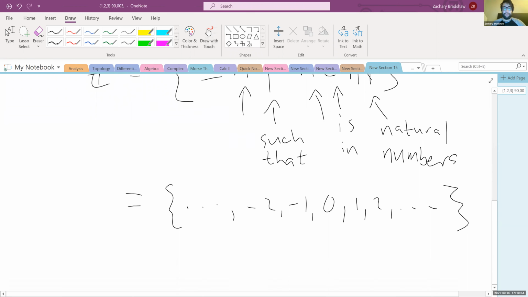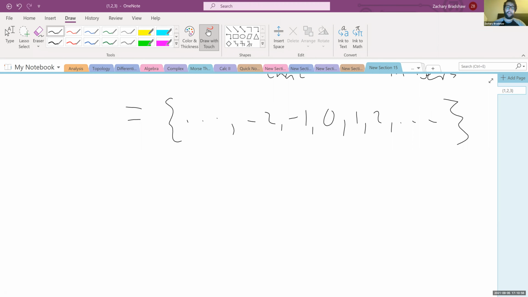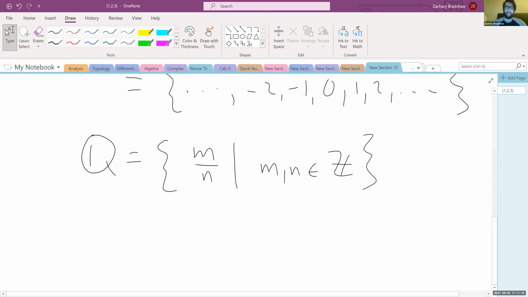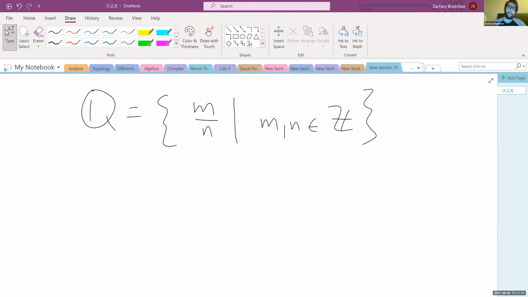Okay, so from there you can build the rational numbers. The rational numbers are all the numbers of the form m over n, such that m and n are both integers. So these are things like 1/2, -3/2, and so on, all these fractions.